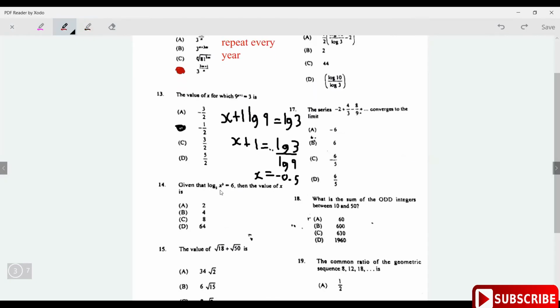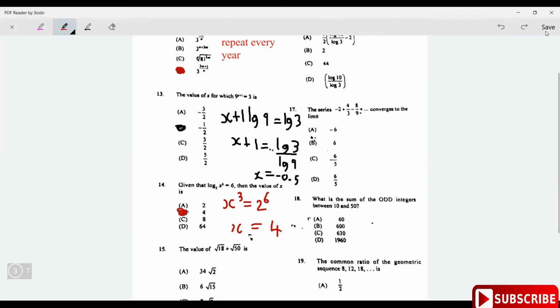Next part of the question says, given that log to base 2 of x cubed is 6, then what is the value of x? Log to base 2 of x cubed is equal to 6. Then that means that x cubed is equal to 2 to the 6. And so we can take the cube root to get what is x. So x equals 4. Easy question.